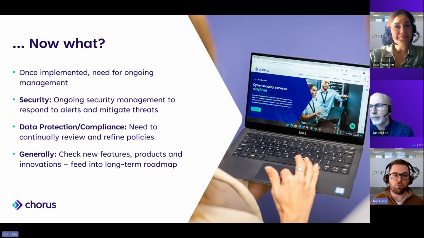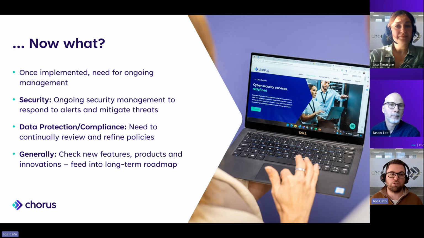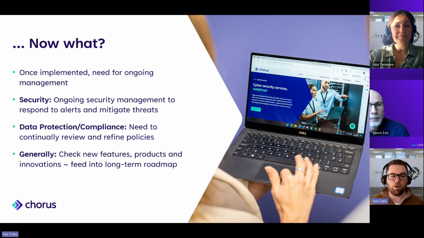You need individuals or teams to manage the security aspects, usually in the form of a CSOC, but also to keep on top of the ever-evolving nature of Microsoft 365 to see what new innovations are on the horizon and how they impact your organization. Your teams can achieve this using the Microsoft 365 Message Center and the Microsoft Tech Community Forums as well. Finally, Jason, there's an element to keep on top of the data protection and compliance aspects.